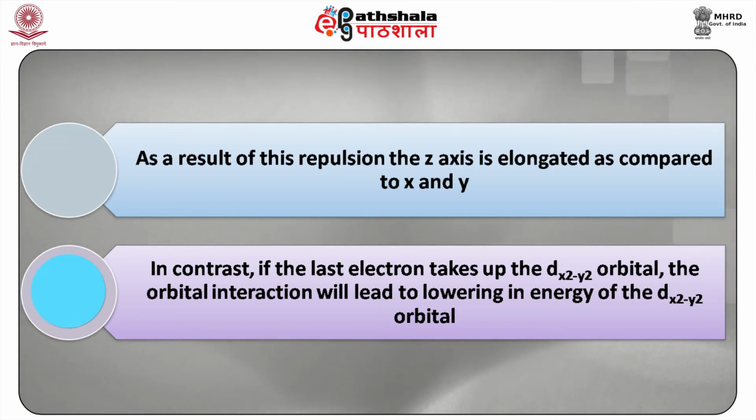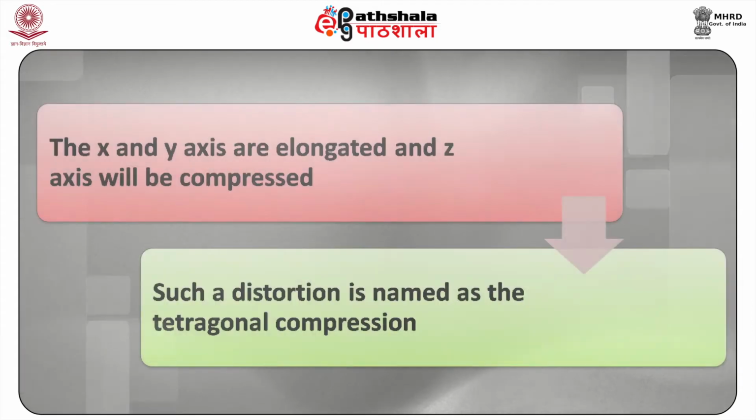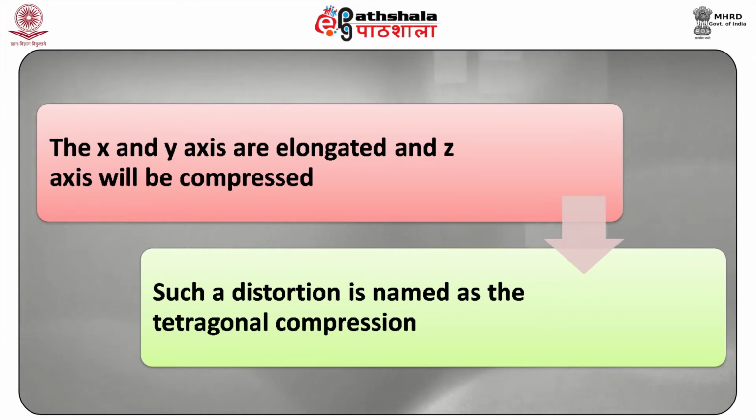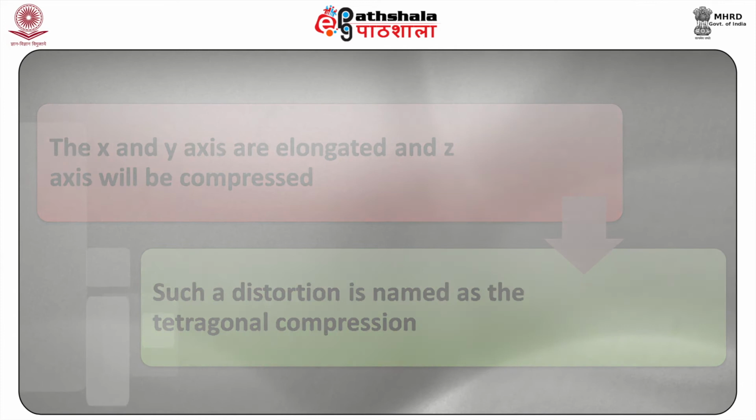In contrast, if the last electron takes up the dx²-y² orbital, the orbital interaction will lead to lowering in energy of the dx²-y² orbital. The x and y axes are elongated and the z-axis will be compressed. Such a distortion is named as tetragonal compression.